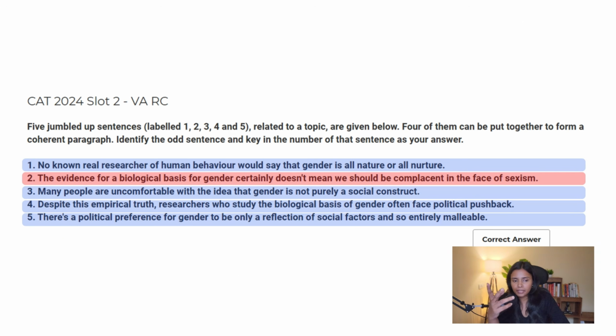So nowhere in any other option do we have anything like sexism or moral or social implications. The whole passage, every line other than this, talks about gender debates or biological basis, political pushback against researchers, and therefore this is a theme that is different. So the correct option is option 2.